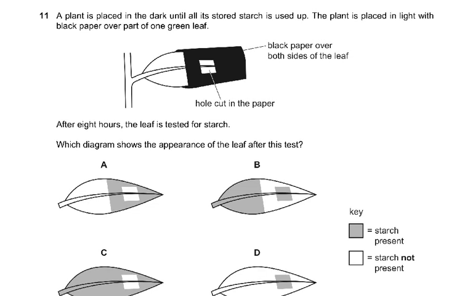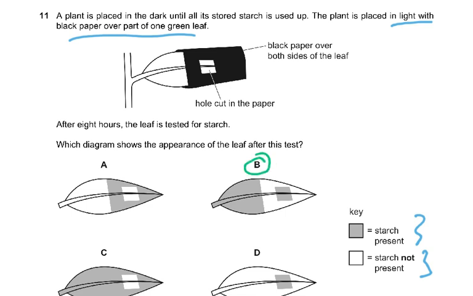Then coming to question number 11. A plant is placed in the dark until all its stored starch is used up. The plant is then placed in light with black paper covering part of one green leaf, black paper over both sides of the leaf, with a hole cut in the paper. After 8 hours, the leaf is tested for starch. Which diagram shows the appearance of the leaf after the starch test? The starch present is shown, and the starch not present is the clear area.